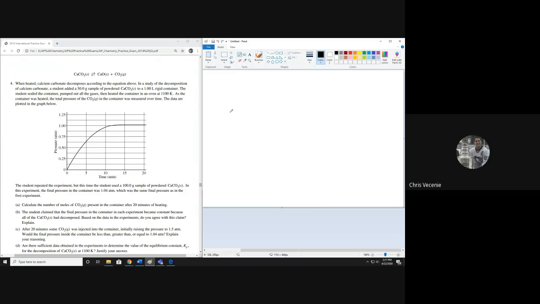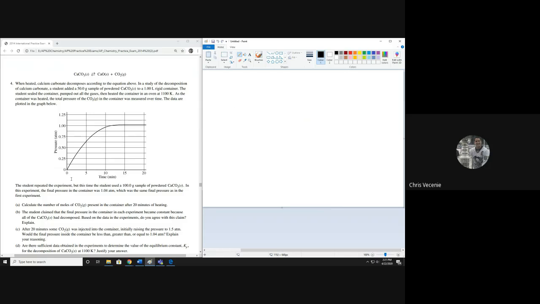You've got CaCO3 going to CaO and CO2. It says when we heat the calcium carbonate, it decomposes. In a study of the decomp of calcium carbonate, student adds 50 grams of the CaCO3 to a 1 liter container. The student sealed the container, pumped out all the gases, and then heated it in the oven. As the container was heated, the pressure of the CO2 was measured over time.